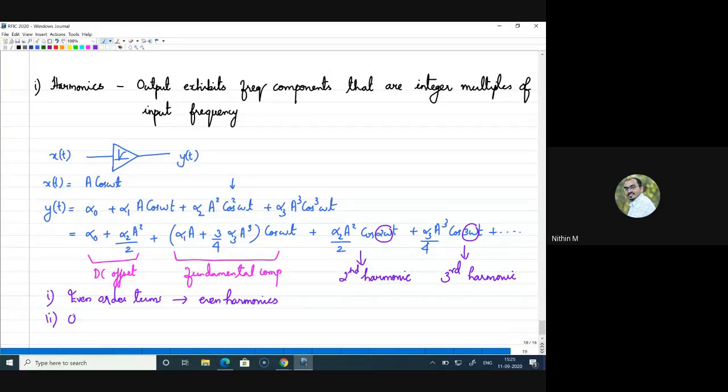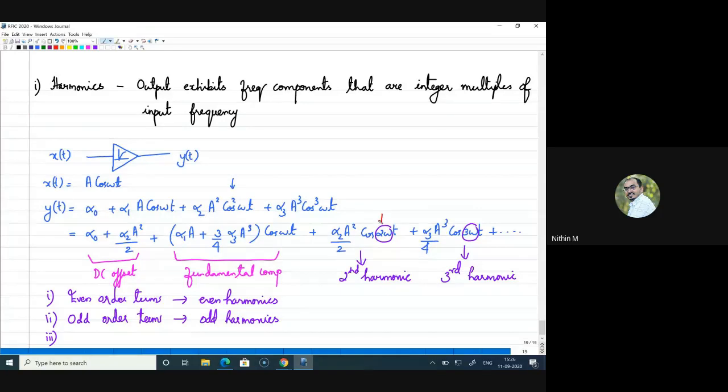Similarly, odd order terms will result in odd harmonics. This is my first observation. Because your second harmonic 2 omega component has come from the x square term, and the 3 omega component has come from your x cube term. Now, if I look at the magnitude of the harmonic component, say I will use a different color here.